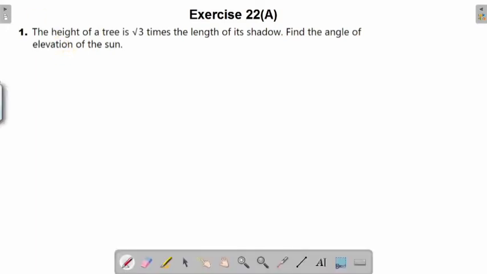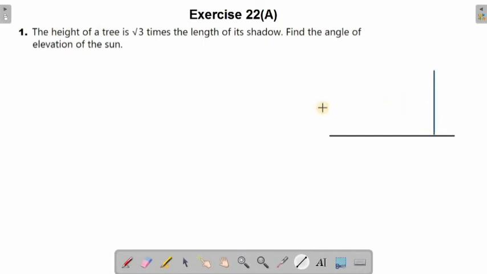Okay, so in order to understand this particular problem, what I am going to do is quickly draw the respective diagram. So let's say there's a ground. So this is your ground, and on this ground there is a tree. So this blue line represents the tree.